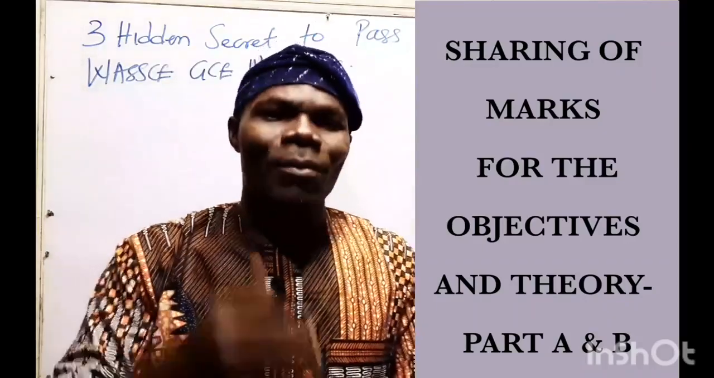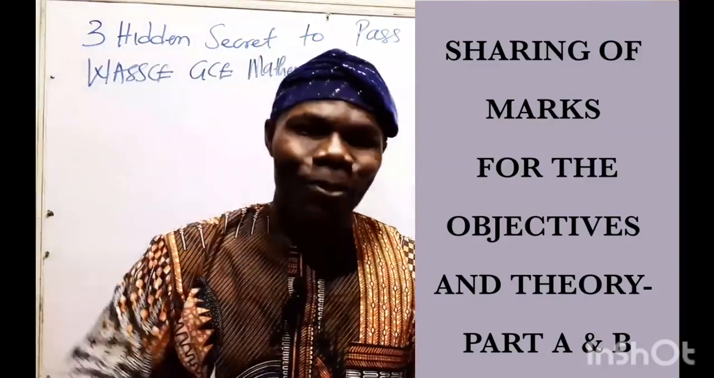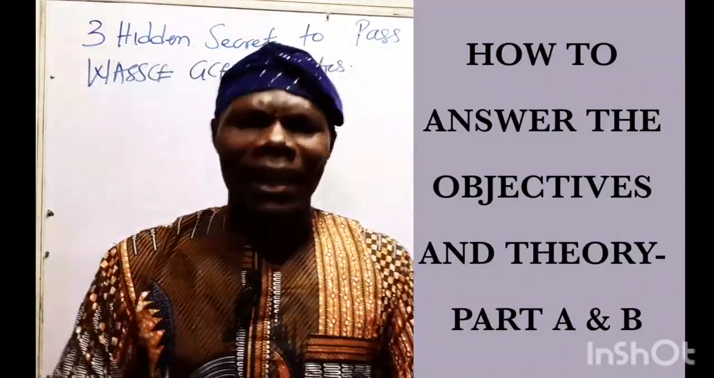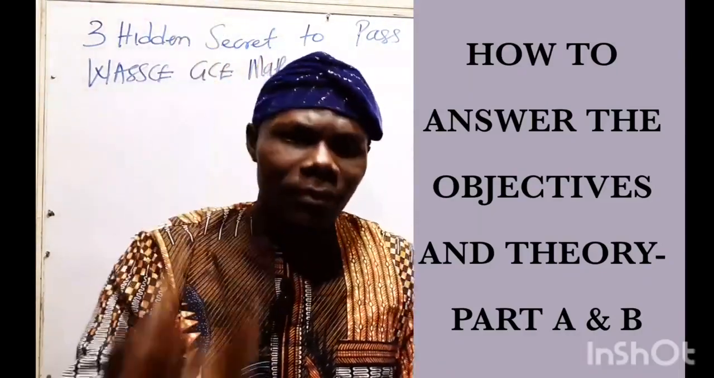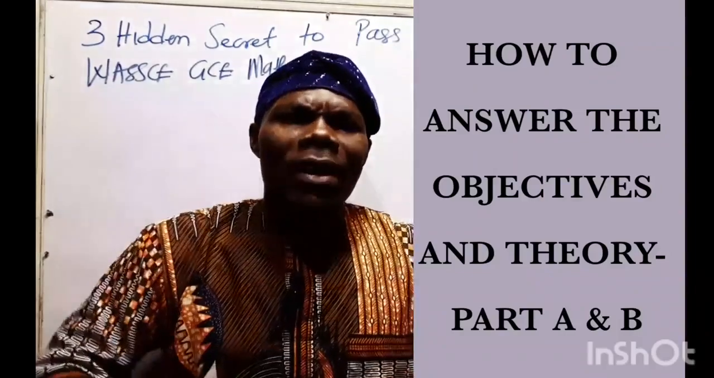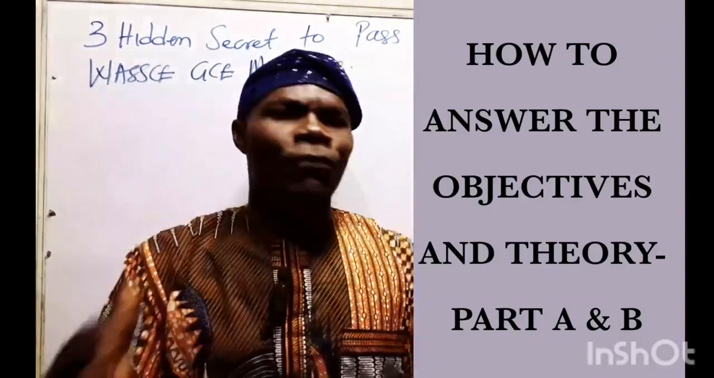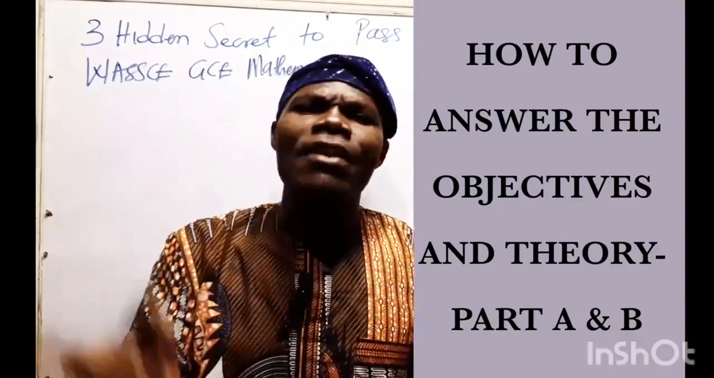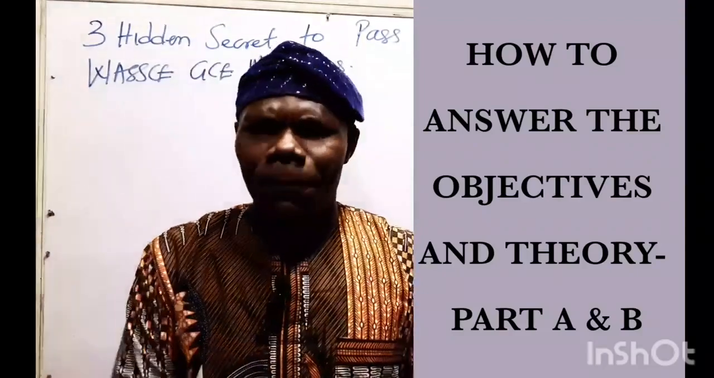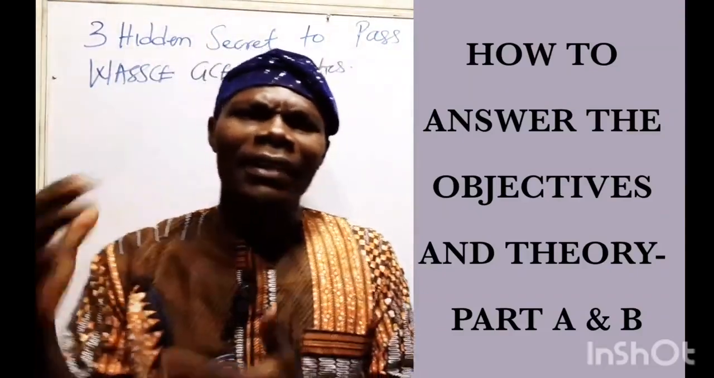What is the third secret? How do you answer this question? Number 1, in the objective part, you have 50 questions. The first thing you must consider if you are to answer objective questions in mathematics is this: you are to answer the known questions, the questions that you know very well out of the objective. Start with the known subject. For example, you believe you know 35 out of 50, you start with the 35.